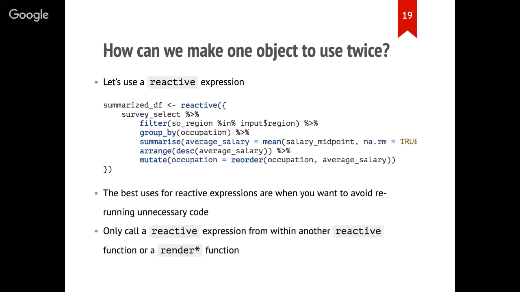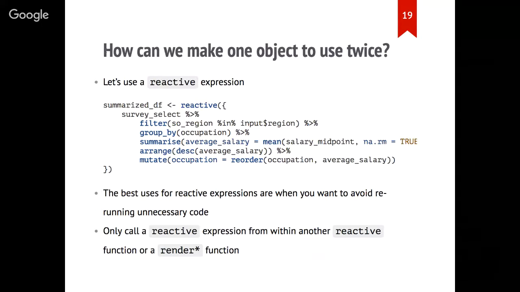So the best use for reactive expressions is when, for example, like this, you want to avoid rerunning unnecessary code. You only want to call a reactive expression from within another reactive expression, or a render function, like renderPlot or renderDataTable, renderTable, or something like that. If you try to call it from something that's not reactive, the whole thing breaks. It doesn't work. No good will come of this. So if something is reactive, you can only deal with it from something else that is also reactive. You have something that understands about reactivity.